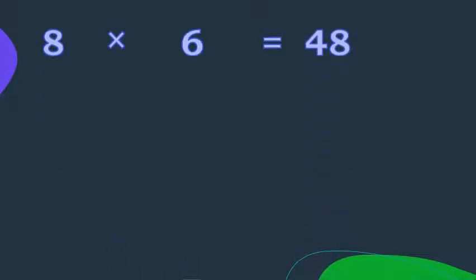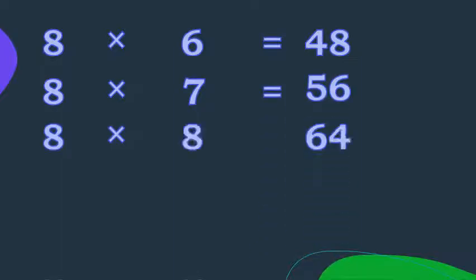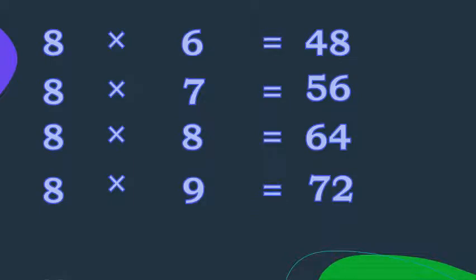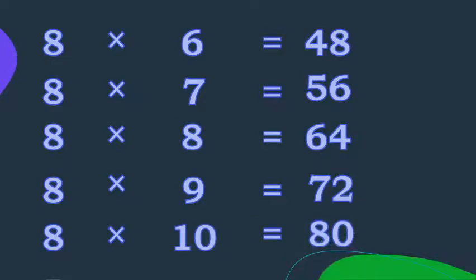8 sixes are 48, 8 sevens are 56, 8 eights are 64, 8 nines are 72, 8 tens are 80.